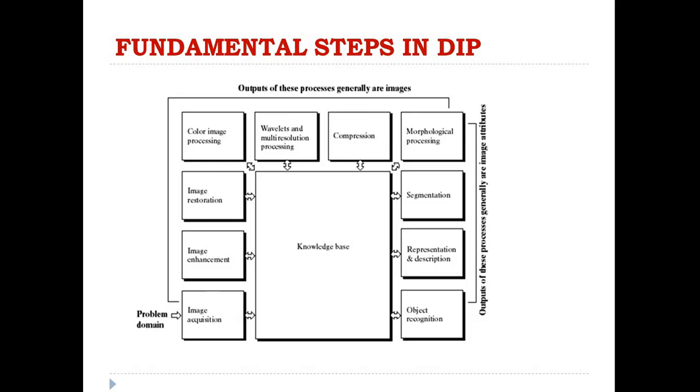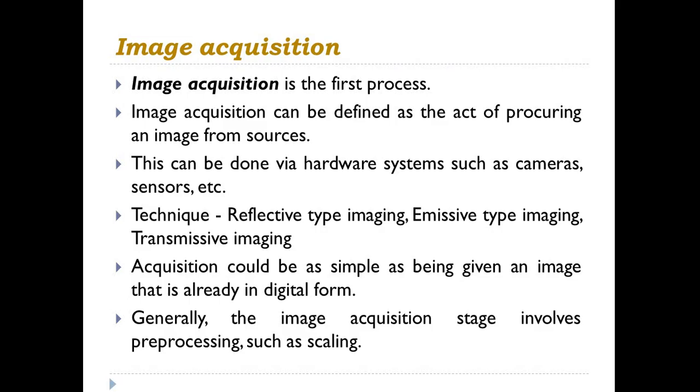Now, let us come to the fundamental steps in digital image processing. The basic and primary requirement is image acquisition, which means capturing of the image. So this image acquisition is the first process. This can be defined as the act of procuring an image from the sources. So this requires hardware systems such as cameras, sensors, etc.